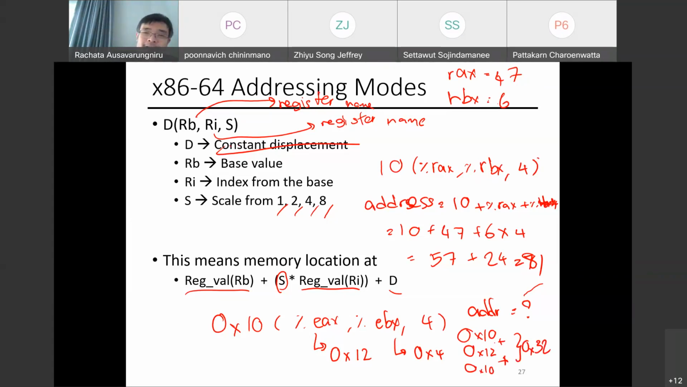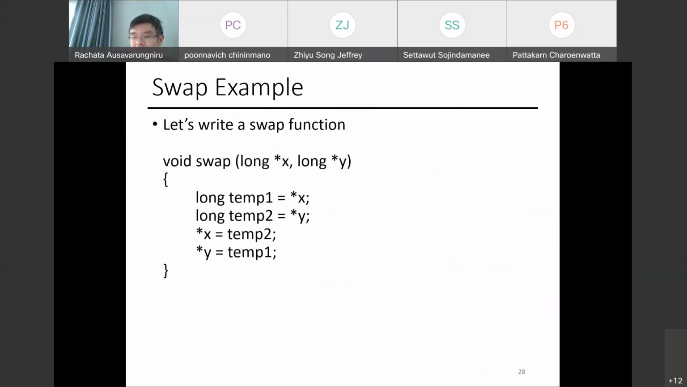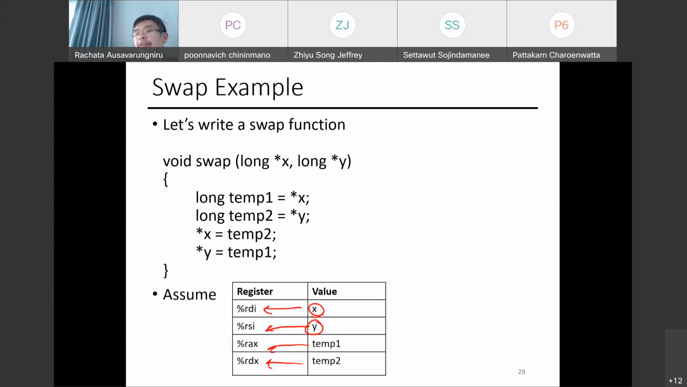Now that we know about the move instruction, let's write a program. Big step up. Let's write a program that would swap two numbers, x and y. I have x and y as pointers coming in. Based on the code I show here, temp1 equals *x, temp2 equals *y, x equals temp2, y equals temp1. Let's assume that variable x is in RDI, y is in RSI, temp1 is in RAX, temp2 is in RDX. How do I write this function?